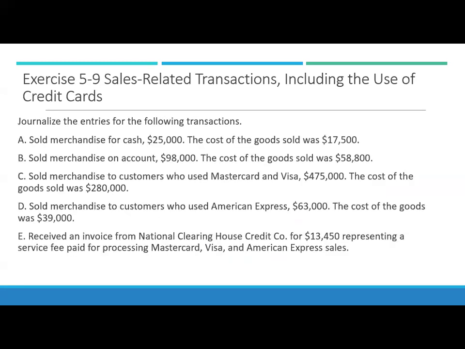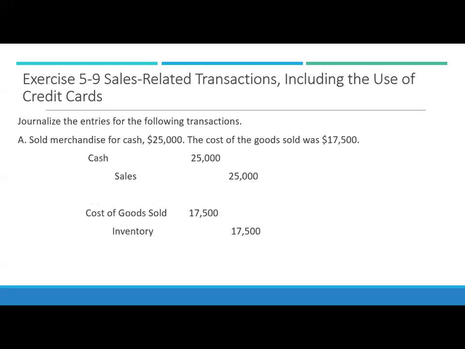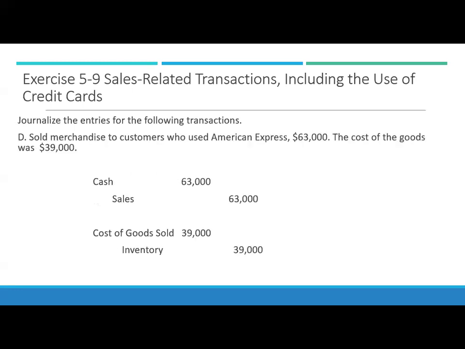If credit cards are used, right? So we have four different invoices, four different types of sales that are made, and each one has the amount of the sale and the amount of cost of goods sold. So we have a record for each one for recording the sale and recording the cost of goods sold, because this is the perpetual method. We're recording as we go.